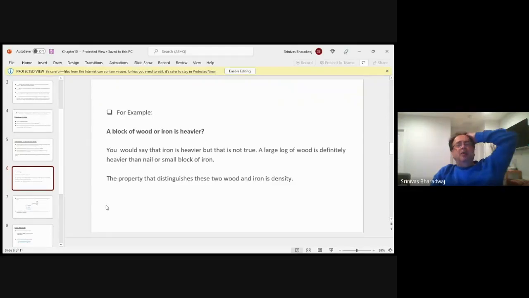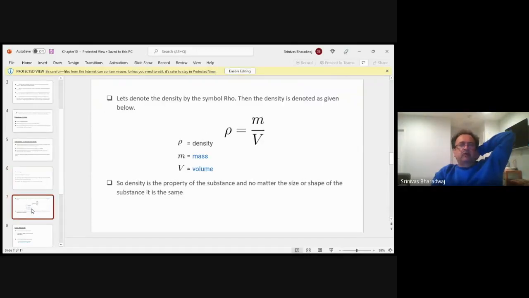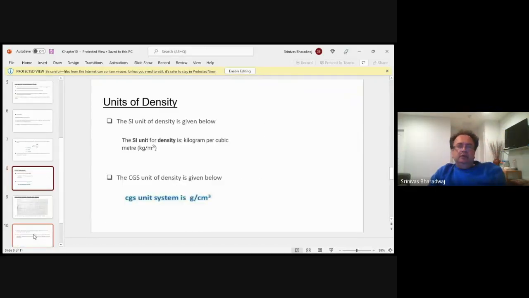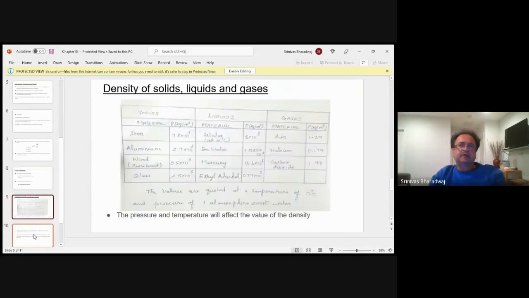A block of iron is heavier than a block of wood. You know this, right? What makes something heavier is its density. Density is the mass per unit volume. The unit of density is kilograms per meter cubed. So consider the density of solids, liquids, and gases. Iron has a high rho, liquids have a somewhat lower rho, and gases have a very low rho.